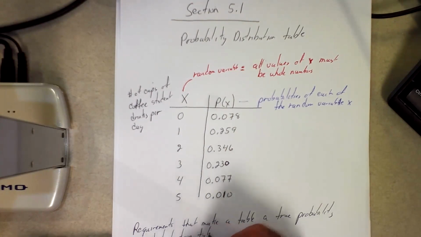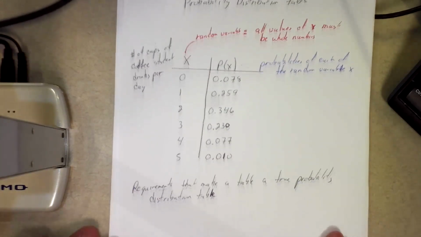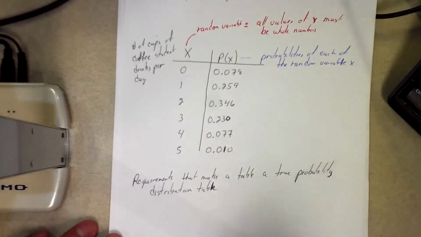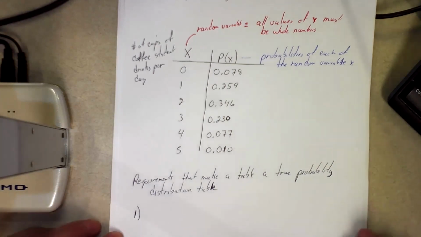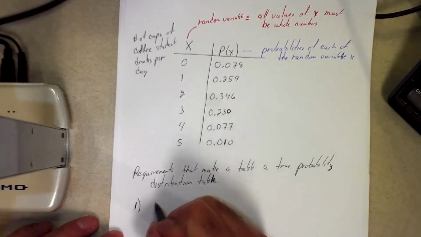Now we can't do anything with this table. We can't do any analysis on it until we test it. All right, and so there are going to be 2 requirements. All right, so I'm going to write them down, and then I'll translate what they are in English. All right, so the first rule goes like this.